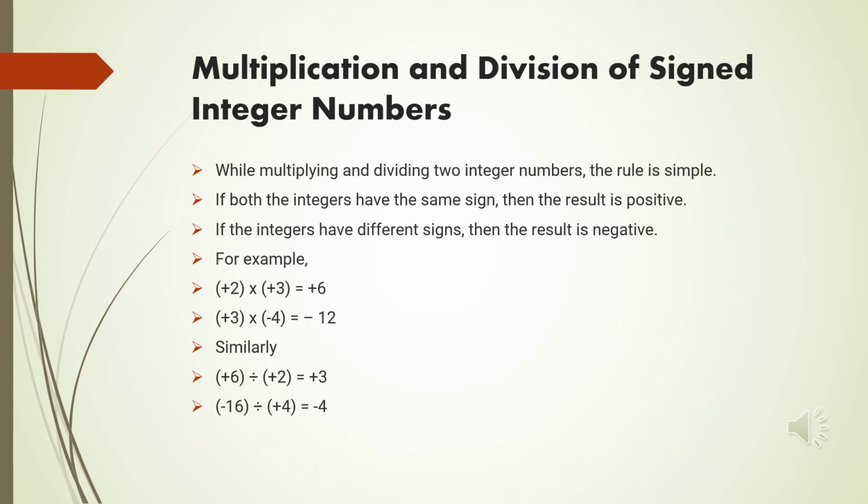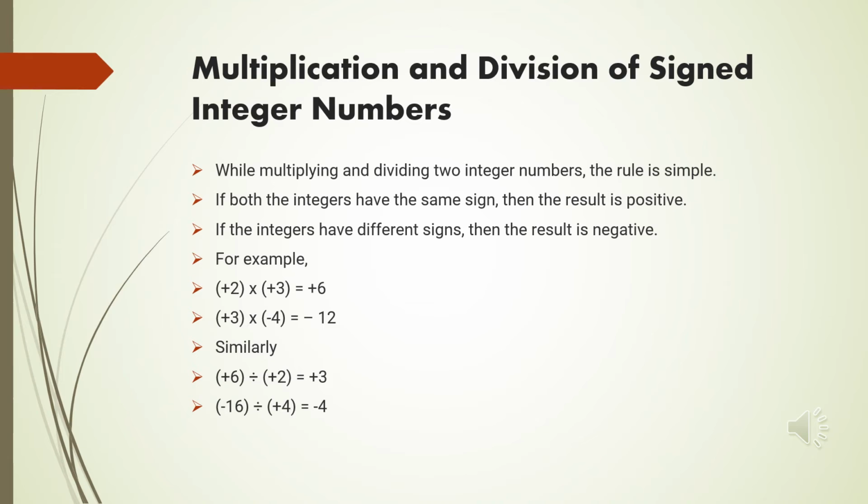For example, +2 into +3 is equal to +6. Here both of the integers have the same sign, which is plus, and that is why the resulting value is also a positive integer. In the second example, +3 into -4 is equal to -12. Here, one number has plus and the second number has minus. So as they both have different signs, the result is always negative.